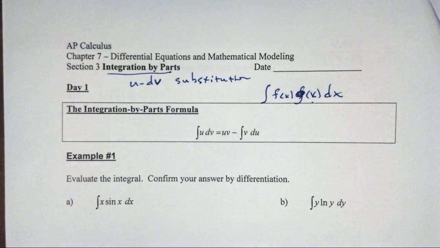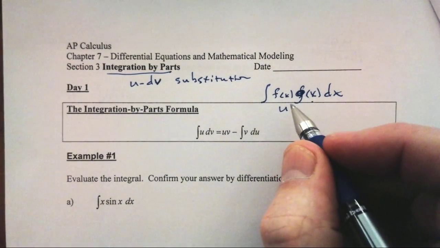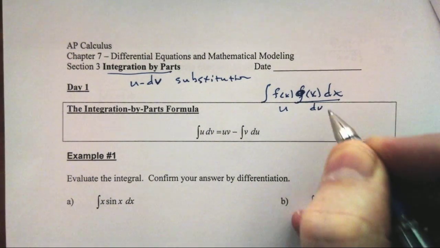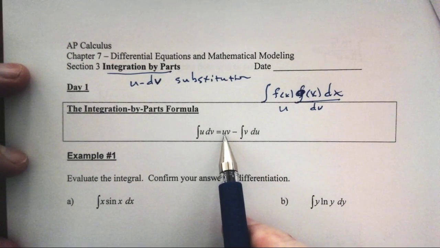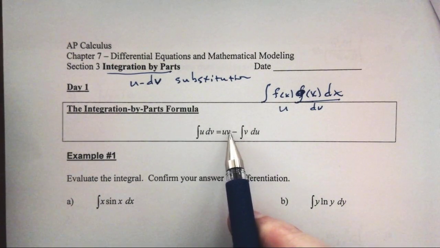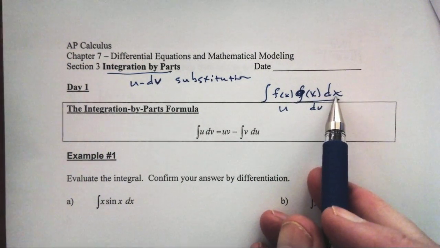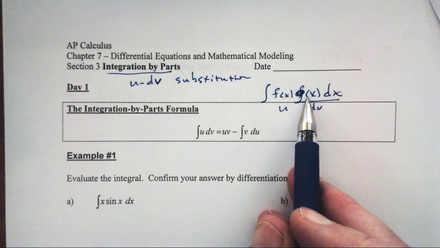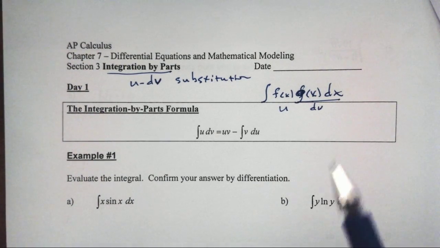Now, here's the deal. It comes down to which one I want to be u. Do I want f of x to be u and then this to be dv, g of x dx? In our formula we're going to need a plain old u. Well, if f of x is u, I've got u. I'm going to need a plain old v, which means I'm going to have to be able to integrate g of x dx. So if I have a function that's not easily integrable, I would probably not want it to be my dv term.